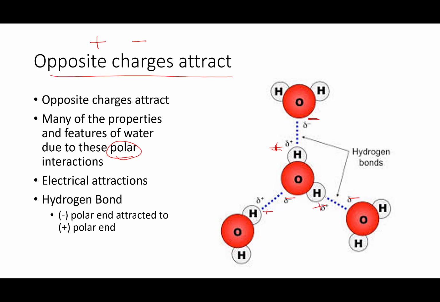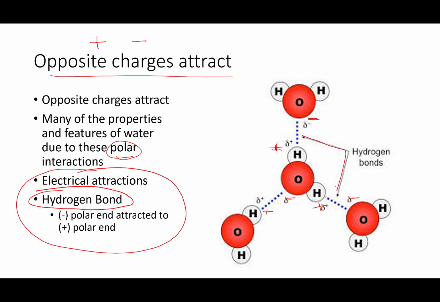And those weak interactions, those electrical attractions between polar substances, those are hydrogen bonds. And back when we were talking about a variety of different kinds of bonding, we talked about hydrogen bonds. Well, these little critters hold water molecules to other water molecules.